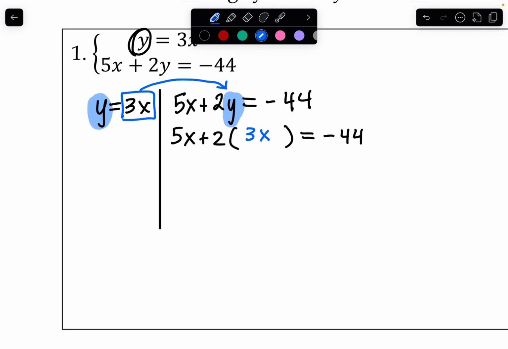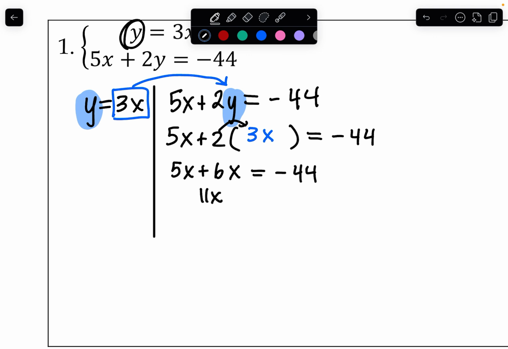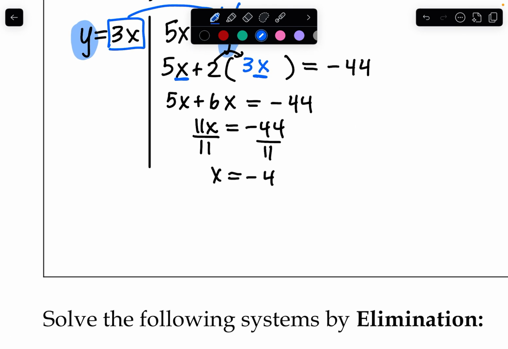Usually we have more terms, and we would need to distribute the 2. Here we just have to multiply the 2 times 3x to simplify this. Then combine our like terms, and then divide by 11. So the point of this substitution is to have only one variable in our equation. When we sub out this y, we now only have x's in our equation, and we can solve for it, which we just did and got x equals -4.